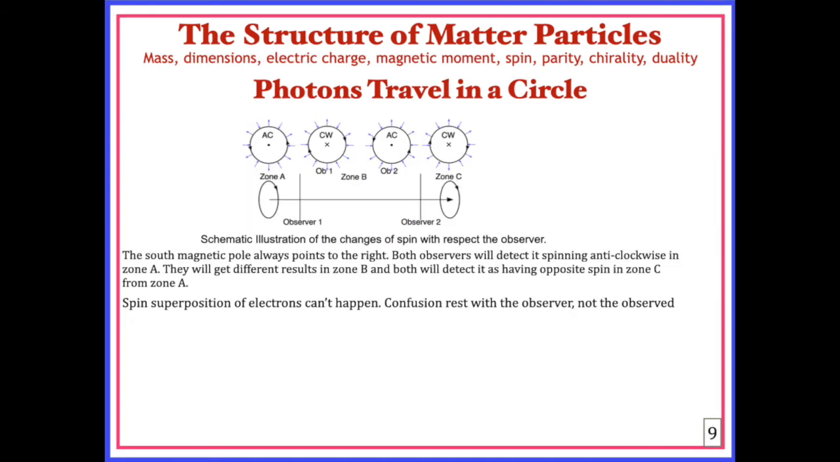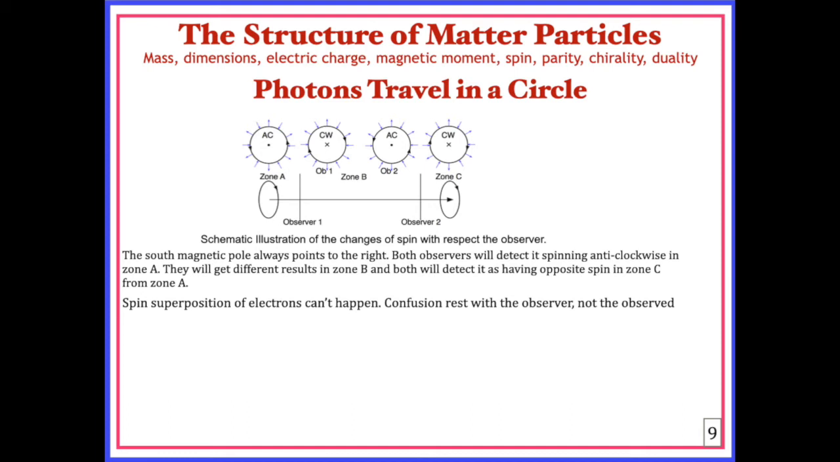Before I move on, there are some things I would like to explain about spin for those who want to work in the field of quantum computing and other spin-related properties. Consider the situation of a particle, right-handed chirality, approaching two observers, 1 and 2. In zone A, both observers will detect it as spinning anti-clockwise. As it enters zone B, observer 1 could detect it as spinning clockwise, while observer 2 will still detect it as spinning anti-clockwise. In zone C, both observers will detect it as spinning clockwise.